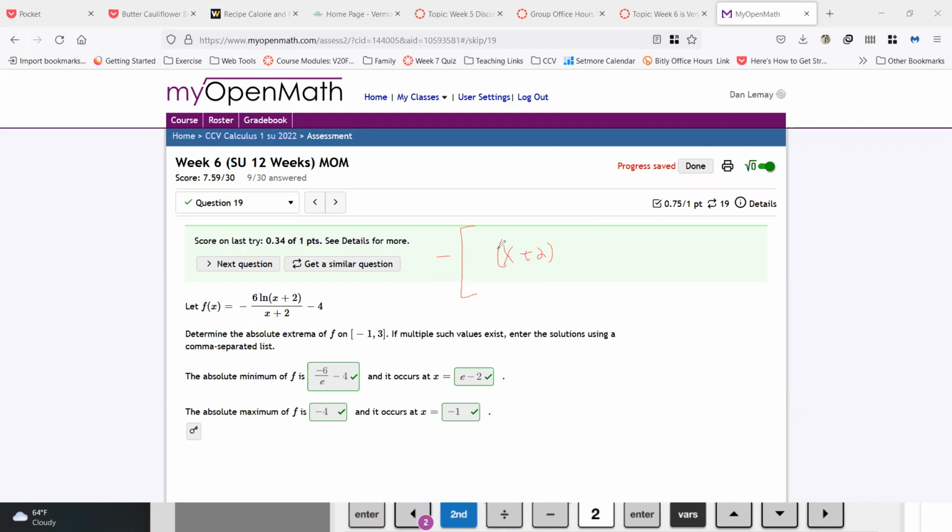I'm going to just bring it along. Why don't I pull the 6 out also? Because that is just in the numerator. So that way you can just square with the bottom times the derivative of the top, which is 1 over x plus 2, minus the top. Remember, pull that 6 out times the derivative of the bottom, which is 1, all over the bottom squared.